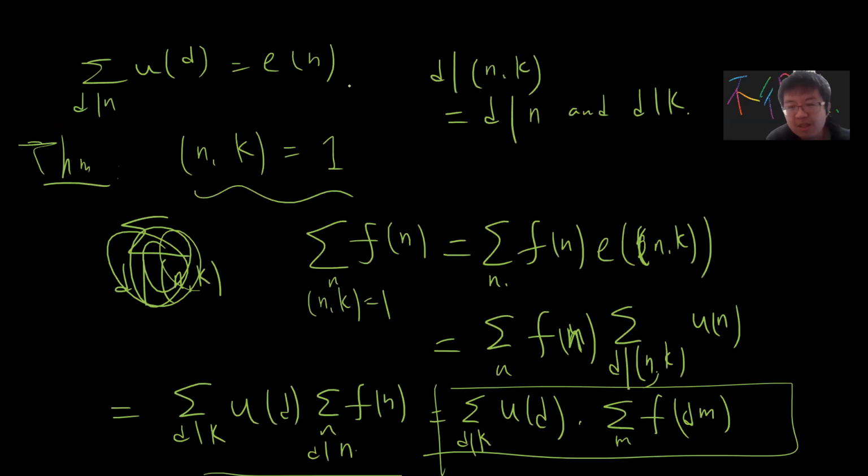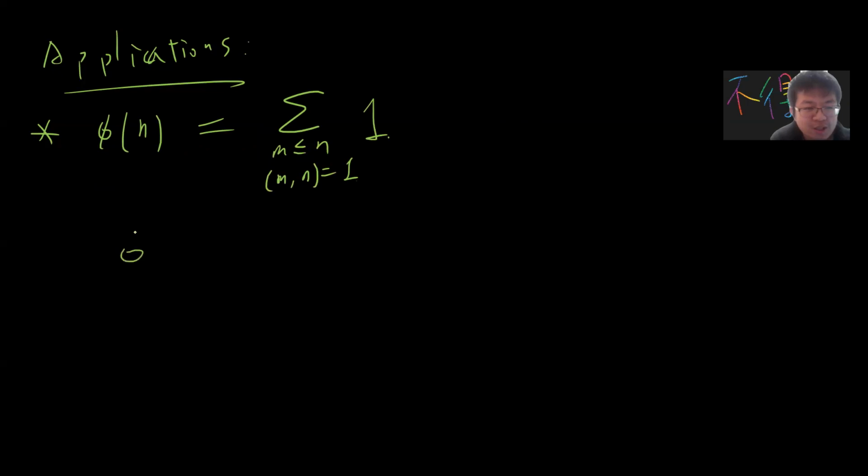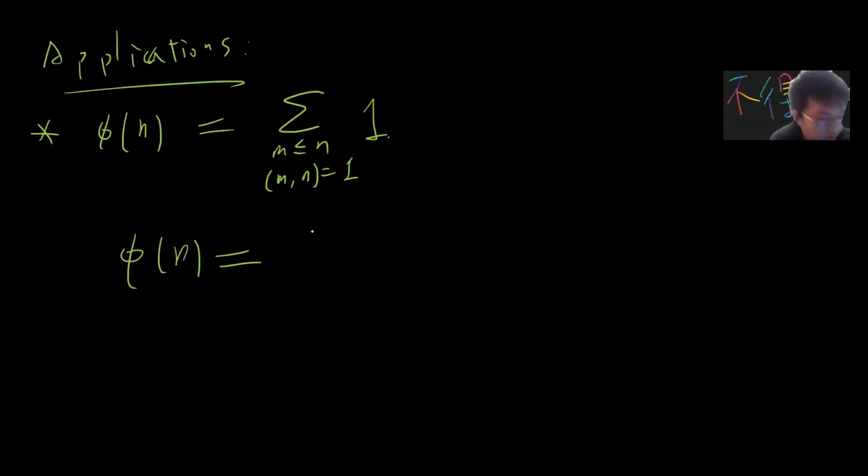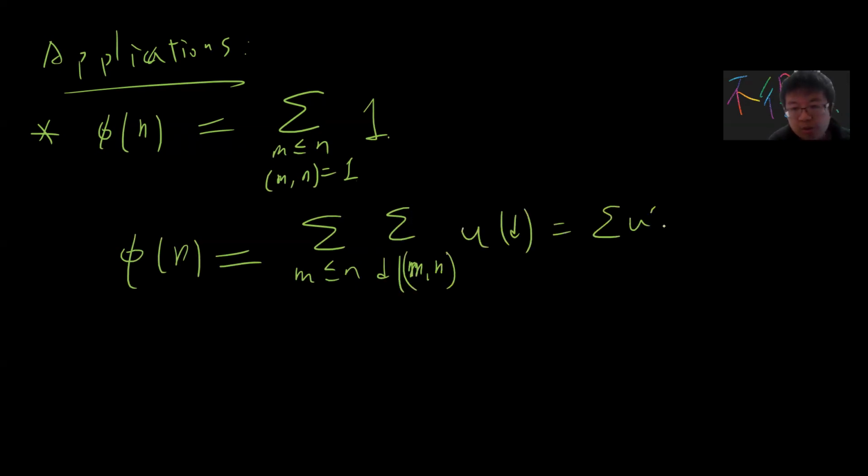By this theorem, if you choose this to be 1, choose k to be n and n to be m, you get phi of n. By plugging in, you get this equation. Let me just write it down. You get the sum over d dividing m of mu of d, which is the sum of mu of d where d divides n, over m less than or equal to n with d dividing m.